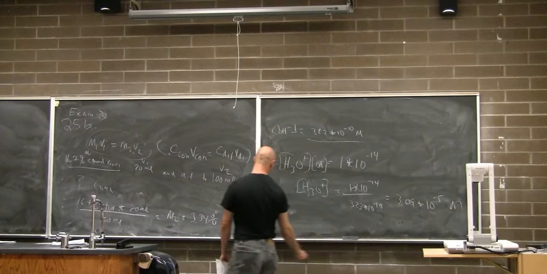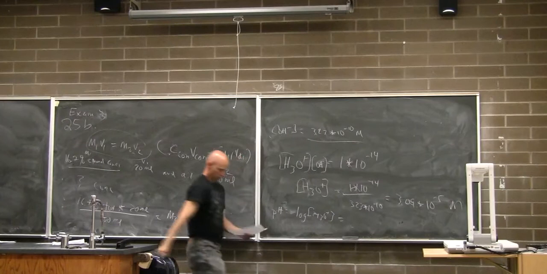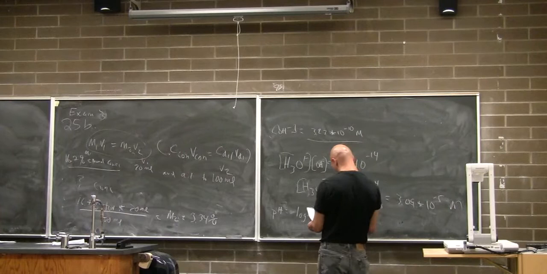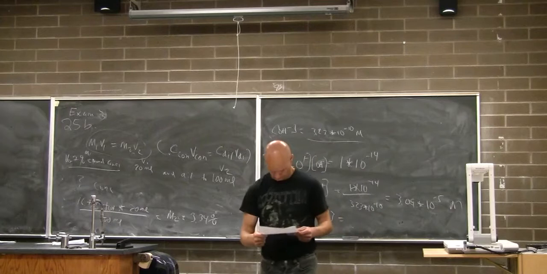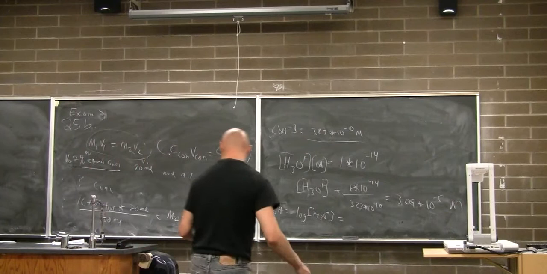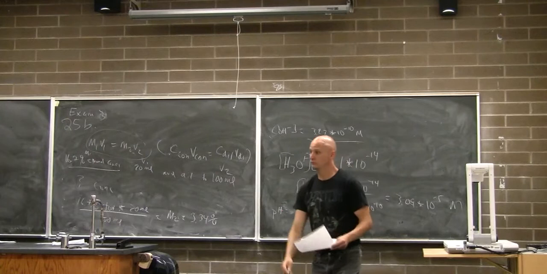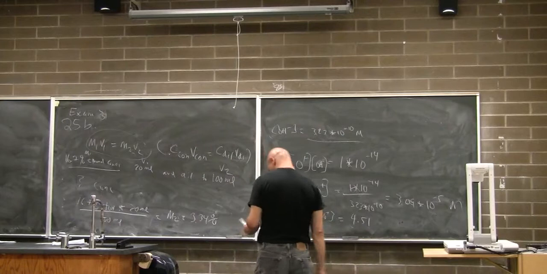To get the pH on this, it's what? Just the negative log of the H3O plus. So that equals, in this case, negative log of 3.09 times 10 to the minus 5, so it's like 4.5. Okay, do the calculation. 4.5-ish. Okay. Correct. 4.51? Yeah, that's what I get.